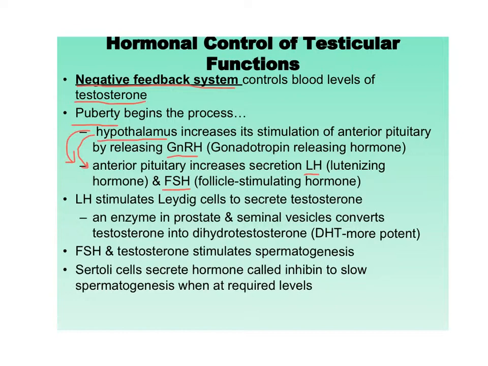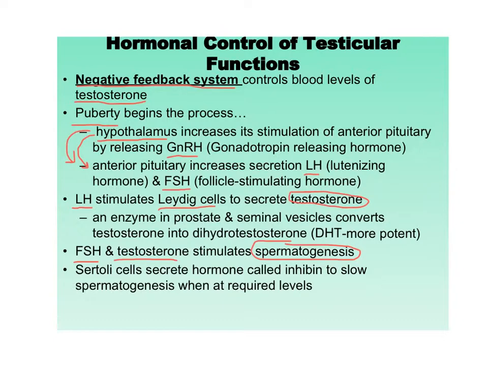Now it is this luteinizing hormone, LH, which stimulates, and write this down, the Leydig cells to begin secreting the male hormone testosterone. Now it is the follicle-stimulating hormone and testosterone which stimulate spermatogenesis, which is basically just the production of sperm. Now that is what stimulates sperm production.